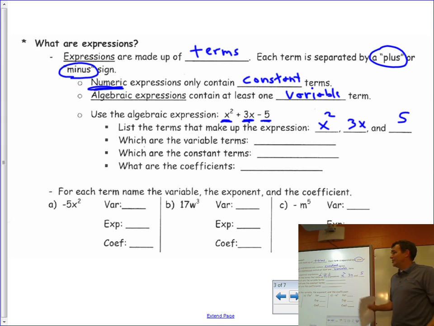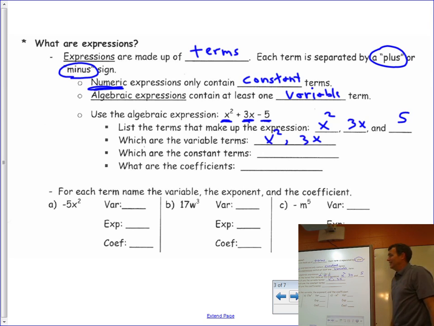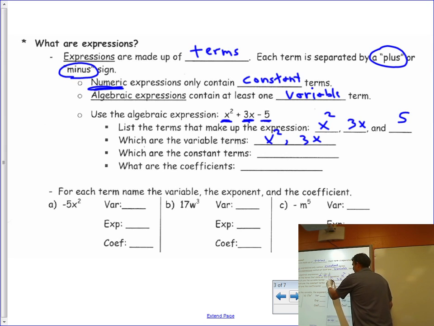Of those 3 terms, which ones are variable terms and which ones are constant terms? Almost ridiculously easy. Variable terms include a variable, so that would be the first 2, x squared and 3x. And the constant terms would be the ones that do not include a variable, so that would be 5.